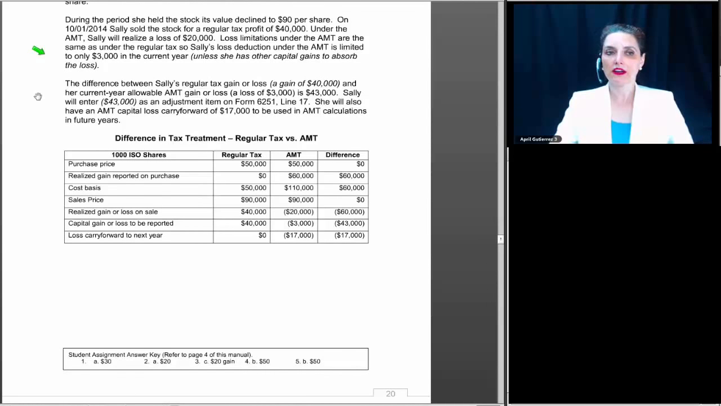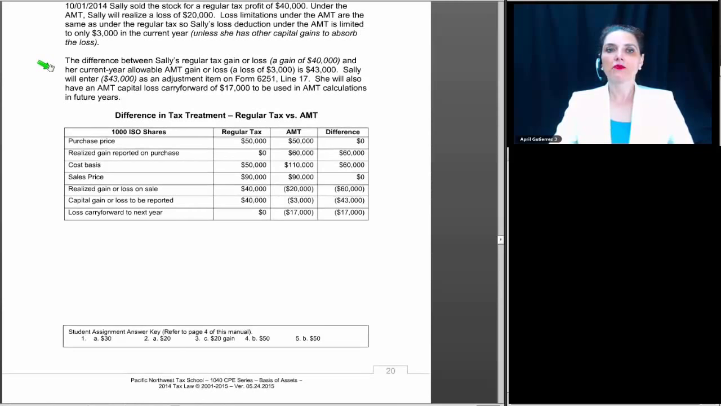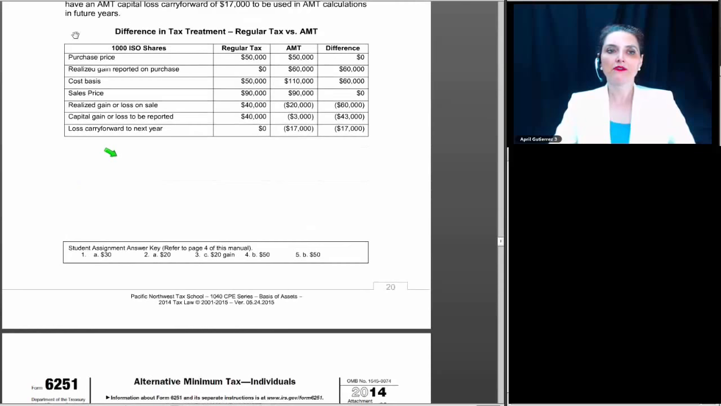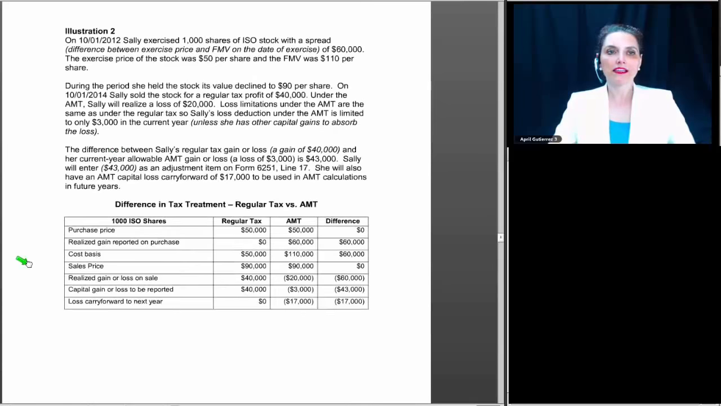The difference between Sally's regular tax gain or loss, which is a gain of $40,000, and her current year allowable AMT gain or loss, which is a loss of $3,000, is $43,000. And so she will enter $43,000 as an adjustment item on Form 6251, line 17. She will also have an AMT capital loss carry forward of $17,000, which can be used in AMT calculations in future years. So here's the table I put together for the difference in tax treatment for Sally.